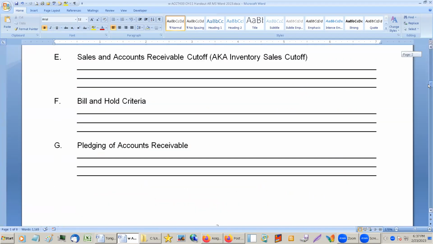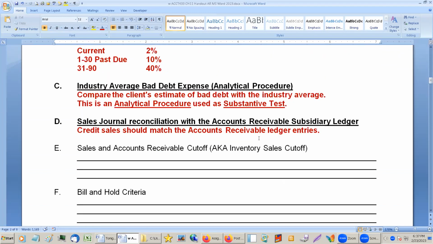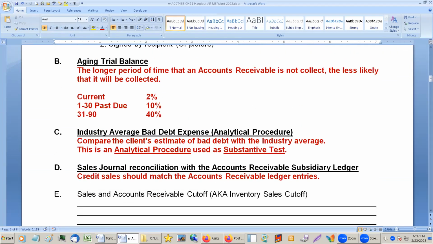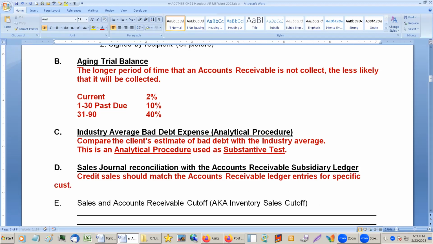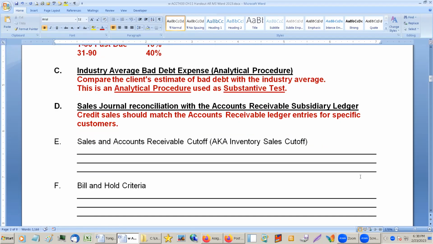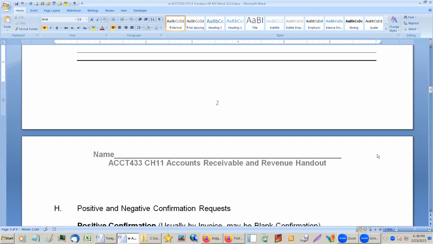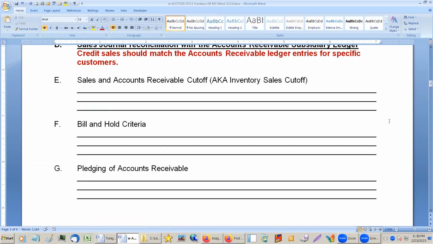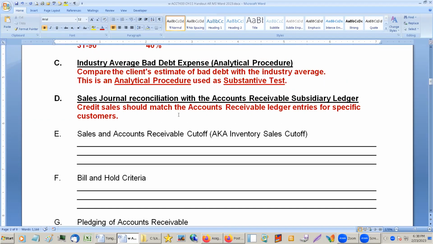Every accounts receivable needs to have a customer assigned to it. And so if there is a credit sale that does not match up with the accounts receivable ledger, that has all of the specific names of customers, right, then there could be a problem. I'm gonna put one more thing on here.